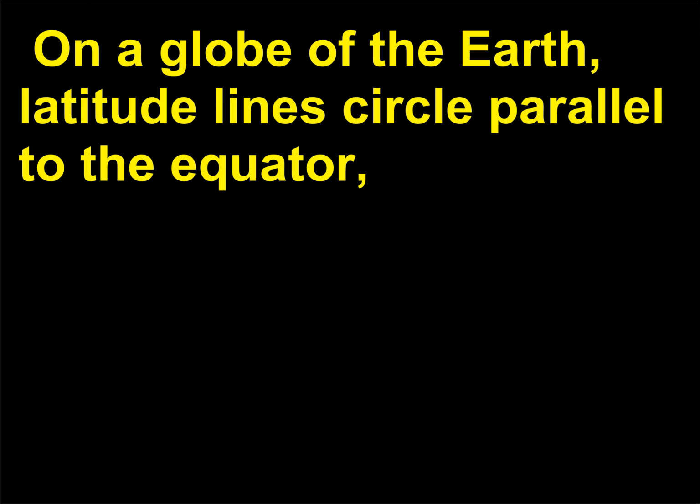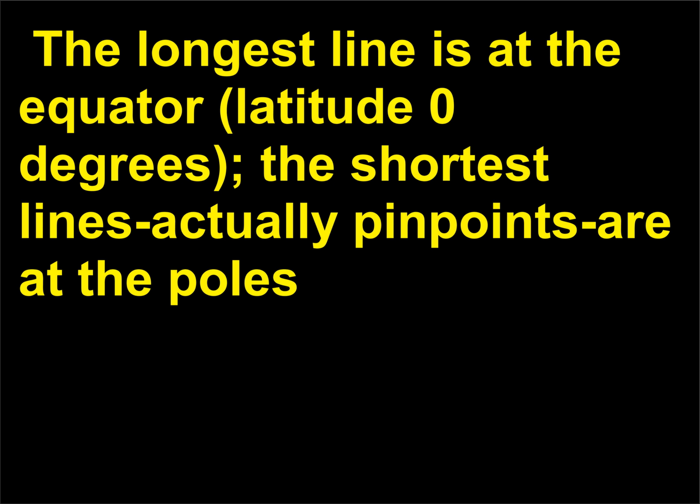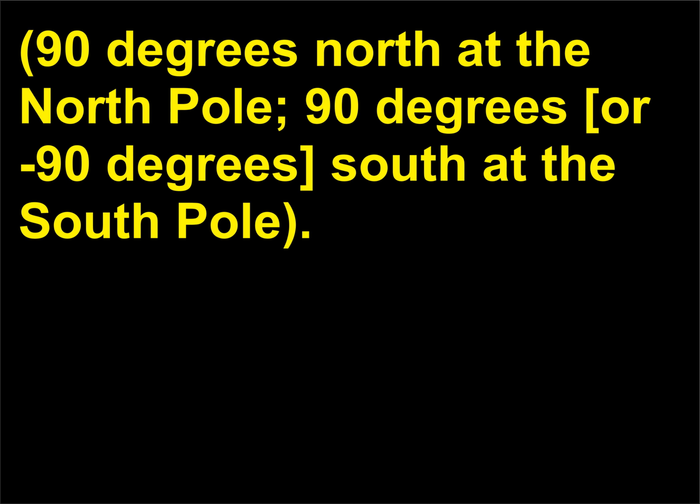On a globe of the Earth, latitude lines circle parallel to the equator and differ in length depending on their location. The longest line is at the equator, latitude 0 degrees; the shortest lines, actually pinpoints, are at the poles: 90 degrees north at the North Pole, 90 degrees or minus 90 degrees south at the South Pole.